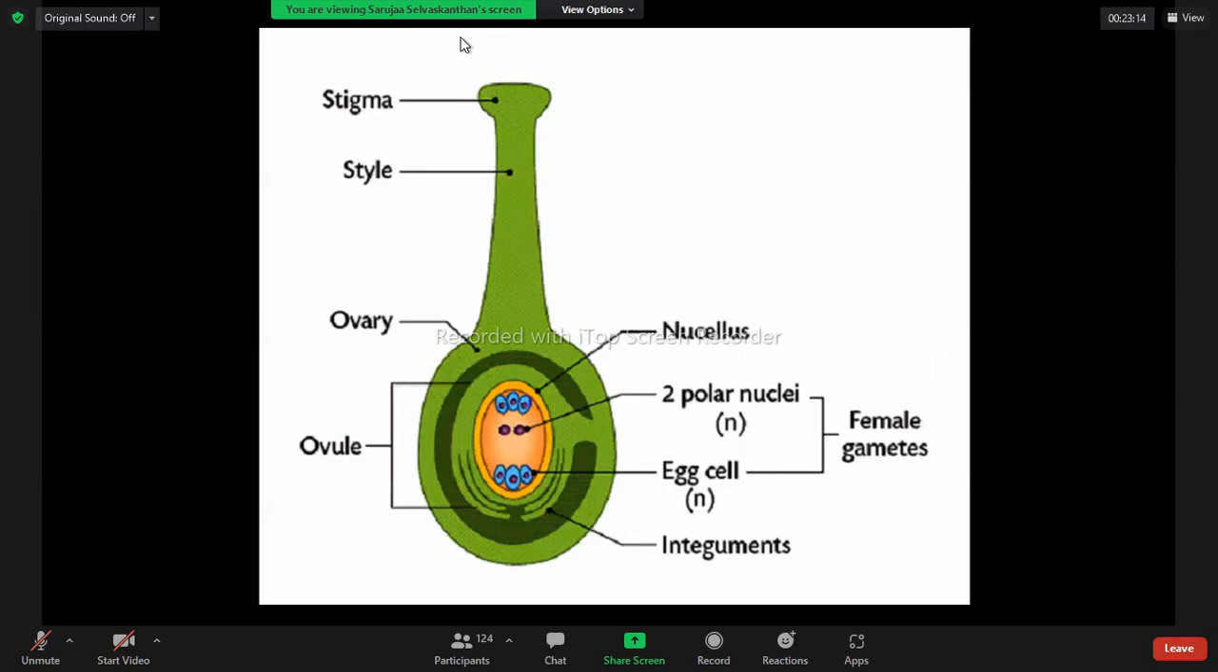This one you know it, right? Stigma, style, ovary, the ovules are there. That nucleus, there are two polar nuclei, egg cell is there, right? Integuments are there. These polar nuclei and egg cell are altogether called as female gametes, right?